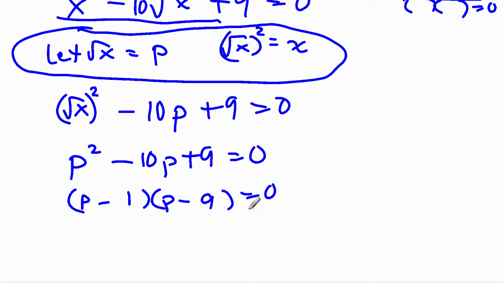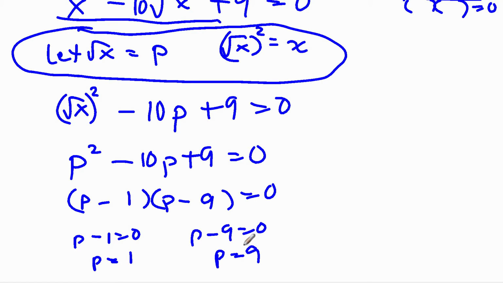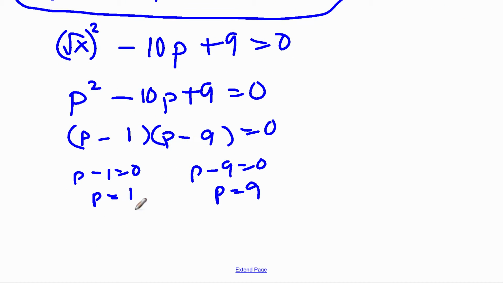So therefore, using the zero property, I get p minus 1 equals 0, so p is equal to 1, and p minus 9 equals 0, so p is equal to 9. Now at this point, I'm thinking that I'm done, but I have to remember that what I'm trying to solve for is x, not p. So I need to come back here and remember that p is equal to the root of x. So instead of p is equal to 1, it's actually root of x is equal to 1, and over here, root of x is equal to 9.